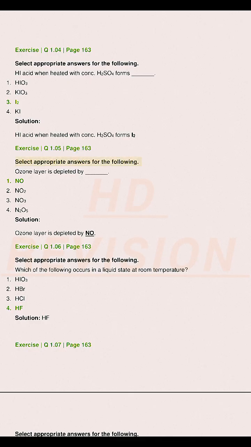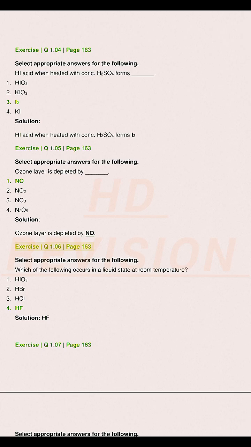Exercise Q1.05, page 163. Select appropriate answers for the following. Ozone layer is depleted by underscore. 1. NO. 2. NO2. 3. NO3. 4. N2O5. Solution. Ozone layer is depleted by NO.